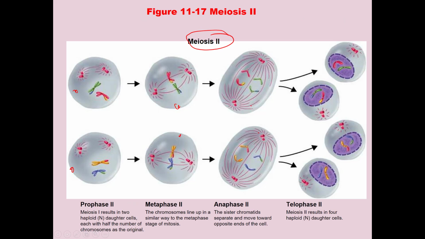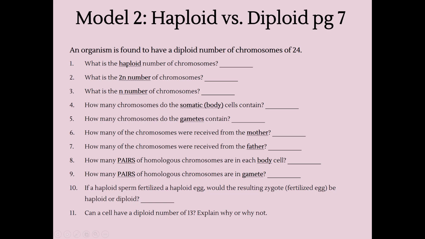All right, once you guys have all of this completed, you're going to jump to the next page, page 7. And this is your model that you have, model 2, haploid versus diploid. I want you to use your notes to help you determine the answers to this, but you need to pay attention to this part. I am giving you a specific organism. This organism has a diploid number of 24. I highly recommend you write these things down on your page.